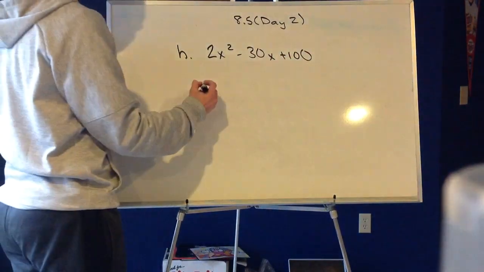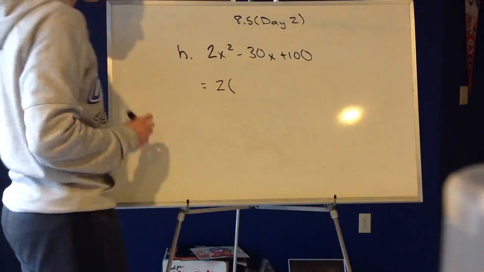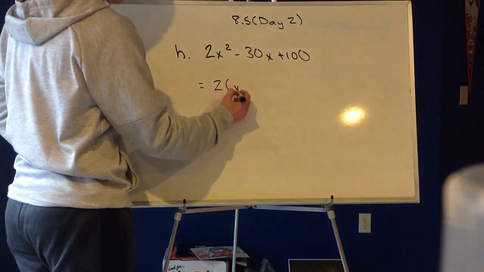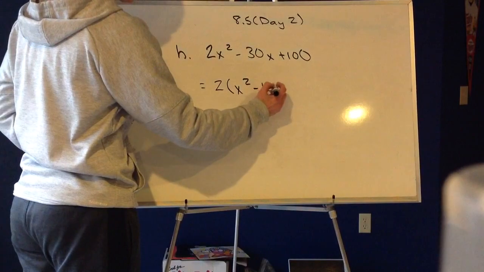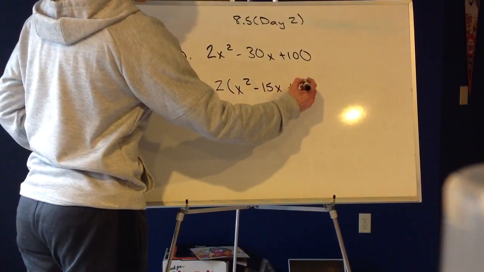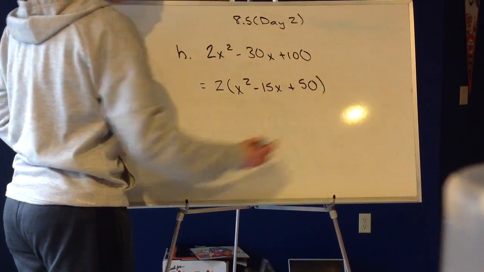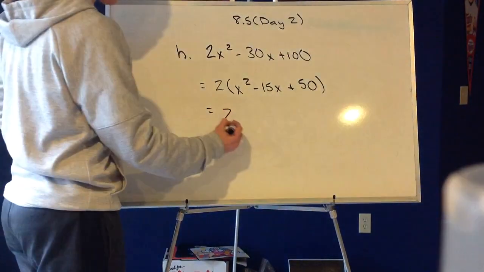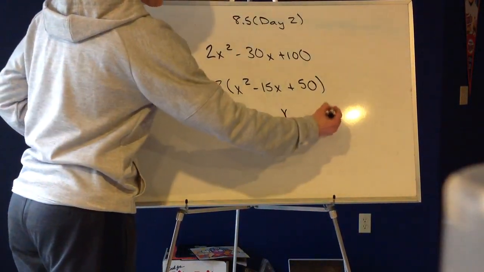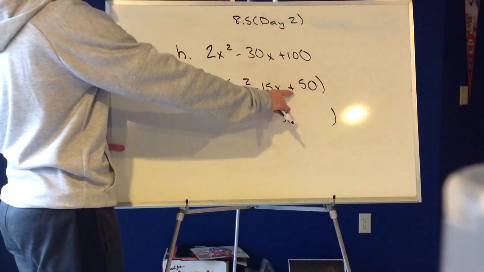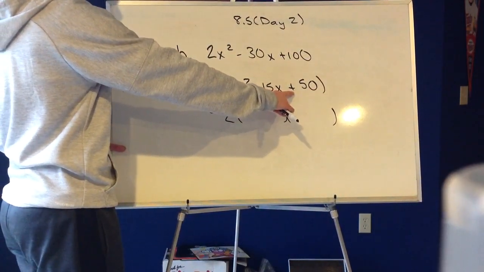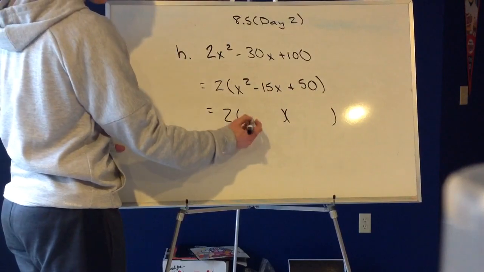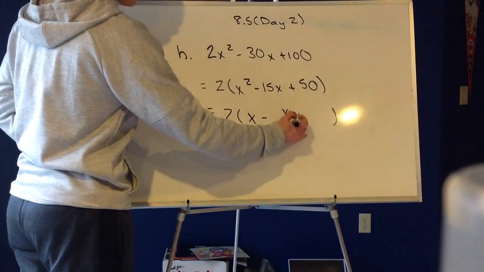You will notice, first of all, you do have a GCF, so you do need to take the 2 out. And then we'll have x squared minus 15x plus 50 when we do that. Again, keep the GCF, do not lose it, and then we will factor what's left over. I have a positive, so that means my signs will be the same. This tells me they are both going to be negative.